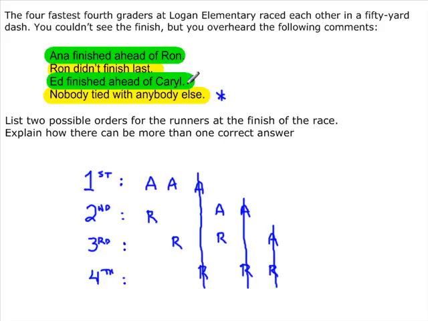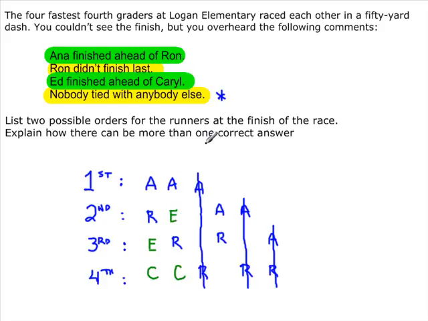Now let's go to this one. Ed finished ahead of Carl. Well, let me do this in a slightly different color. This is going to be Ed finishing ahead of Carl. So let's see. It could either be Ed finishing ahead of Carl like this, and so that's one possibility, or Ed finishing ahead of Carl like this.